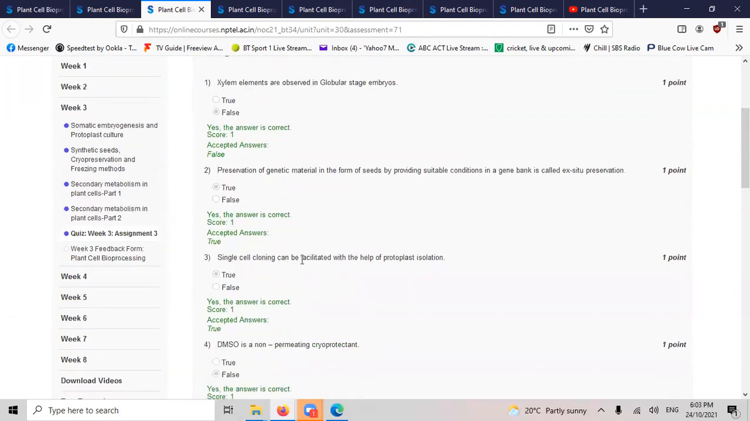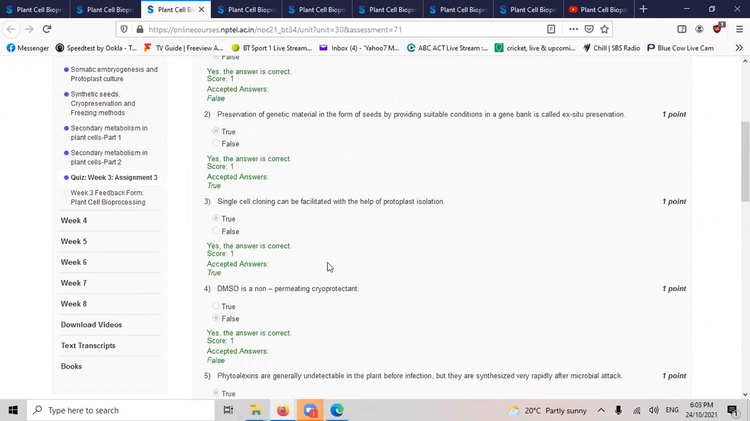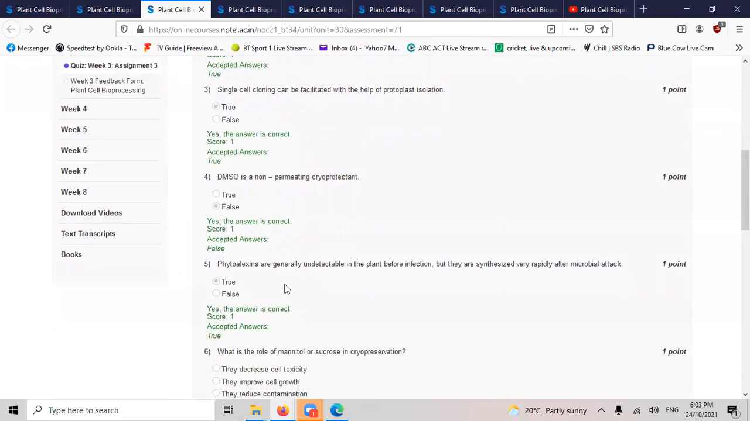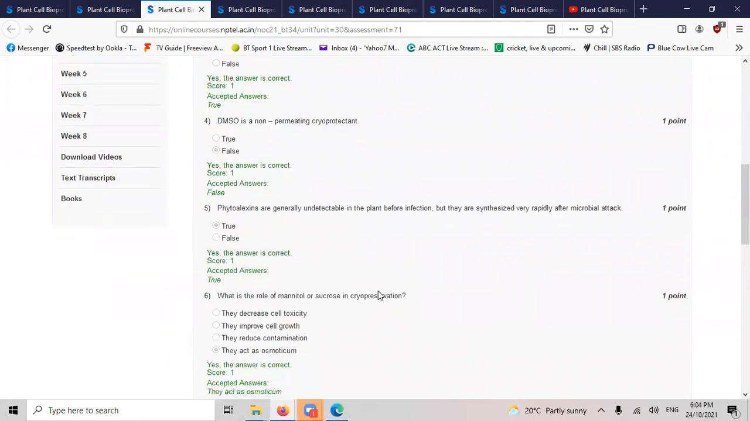Cell tissue cloning can be facilitated with the help of protoplasts, definitely. DMSO is a non-permeating cryoprotectant. False. Good. Phytoalexins are generally undetectable in a plant before infection. They are synthesized very rapidly after microbial attack. Bloody oath they are. What's the role of mannitol? That's an osmoticum.